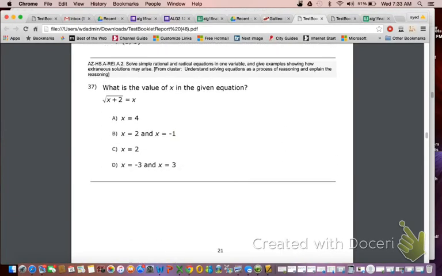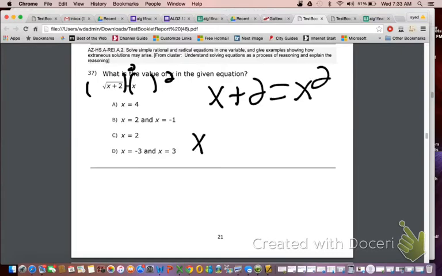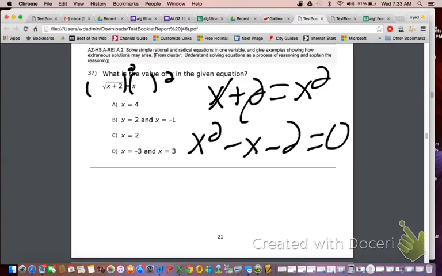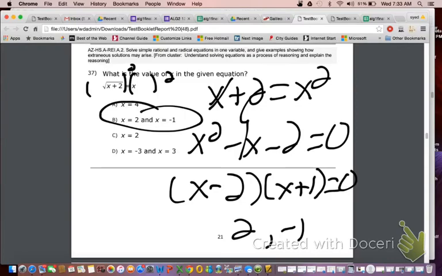37, square both sides. So you get x plus 2 equals x squared. This is going to change sides and switch signs, change sides, switch signs. So now we got it down to that. So let's take the opposite, so we get 2 and negative 1. So it has to be that.